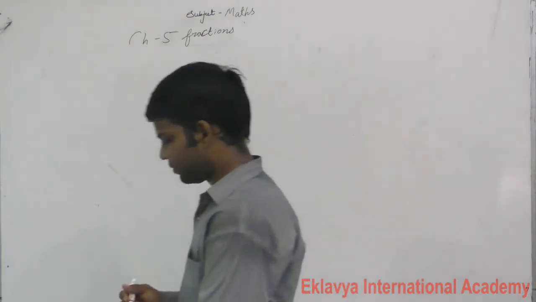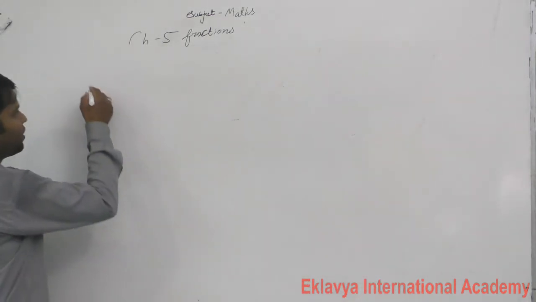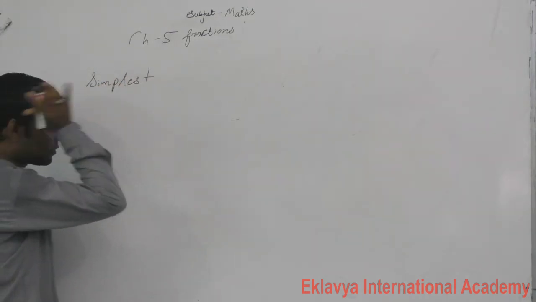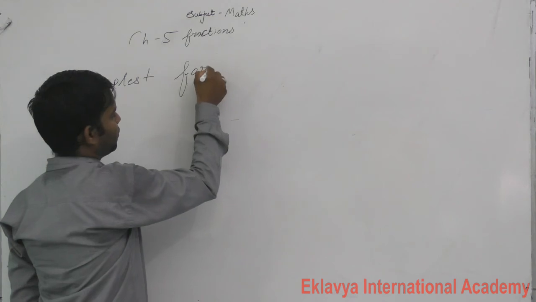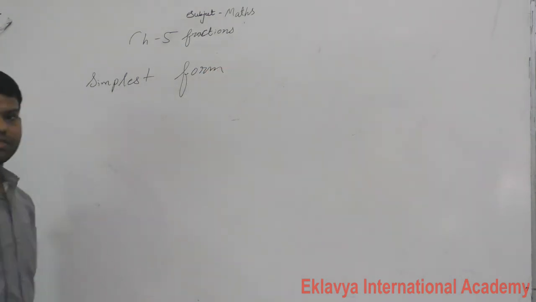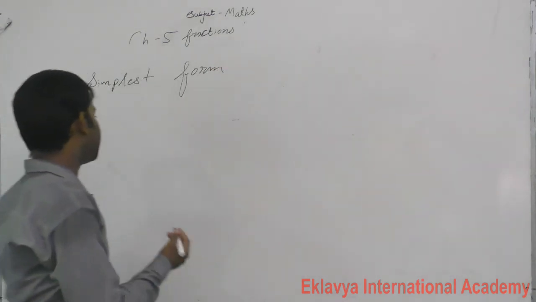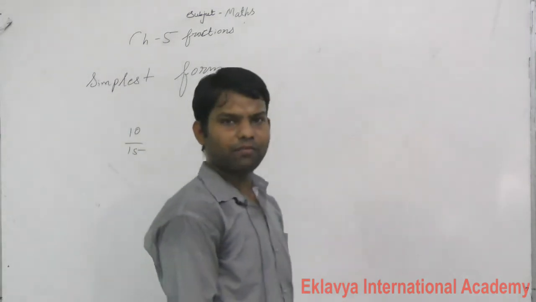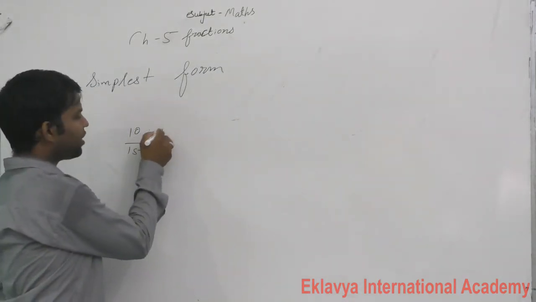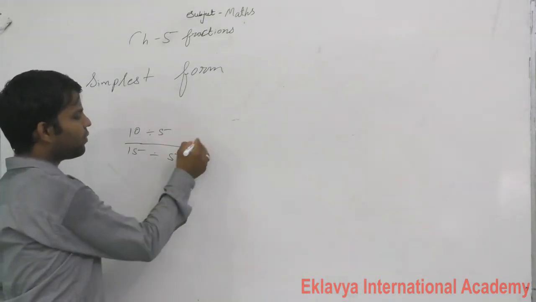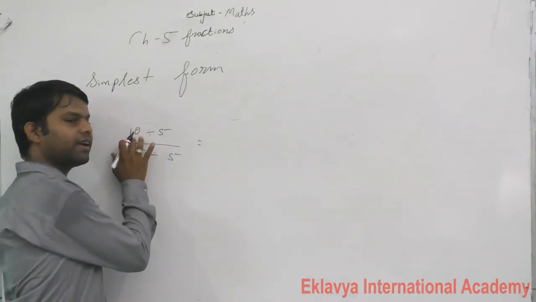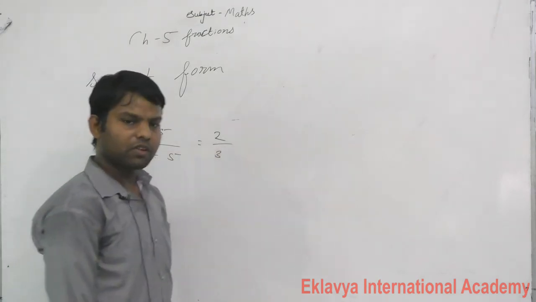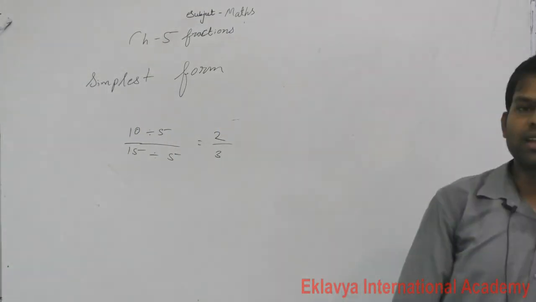But sometimes there is one more topic here, the simplest form. What is meant by the simplest form of a fraction? See here, if we have 10 upon 15, both numbers are divisible by 5, so this number is divided by 5 and this number is also divided by 5. 10 divided by 5 is 2, 15 divided by 5 is 3. So 2 upon 3 is the simplest form.